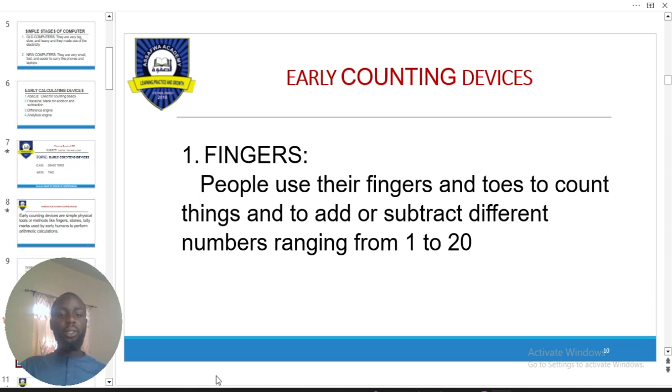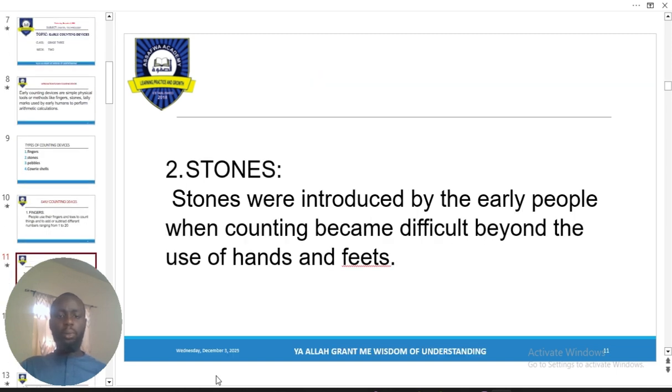So going with the fingers, we said people use their fingers and toes to count things and to add or subtract different numbers ranging from 1 to 20. If you can count your fingers and your toes, they're all 20 in number. So the second one, which is the stone. Stones were introduced by the early people when counting became difficult beyond the use of hands and feet.